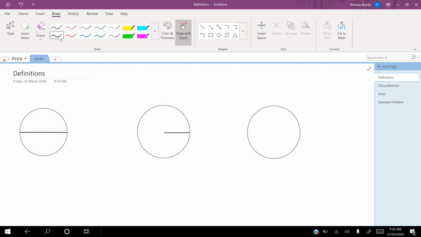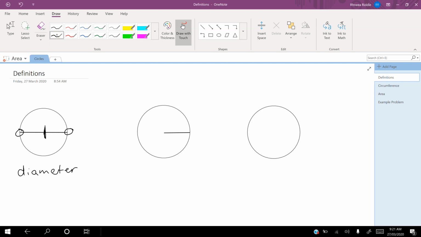So the diameter of a circle is when a ray goes from one side of a circle all the way to the opposite side while passing through the middle. And it's really important that the diameter passes through the middle.